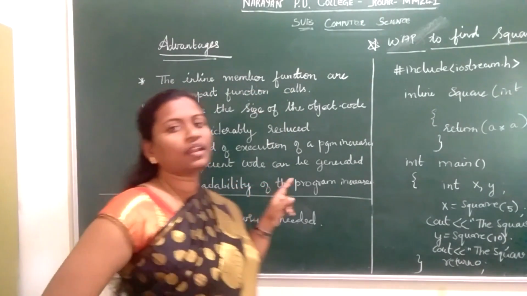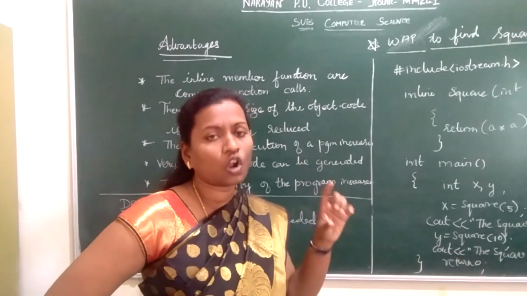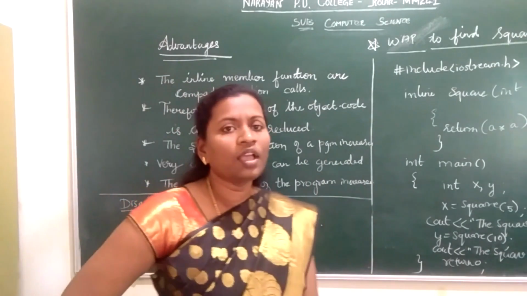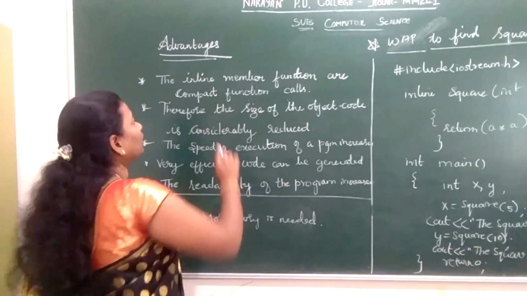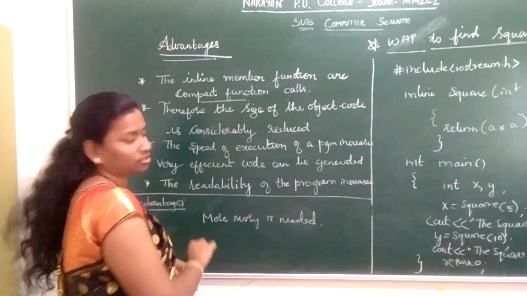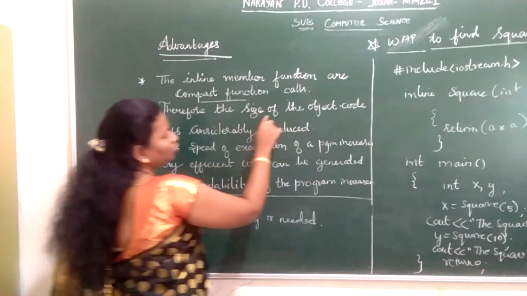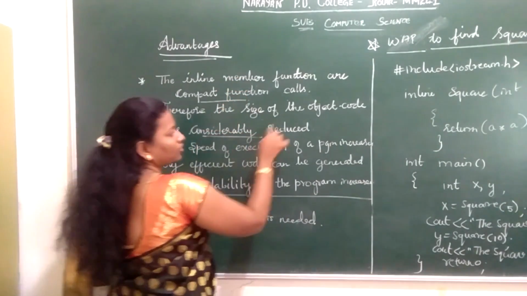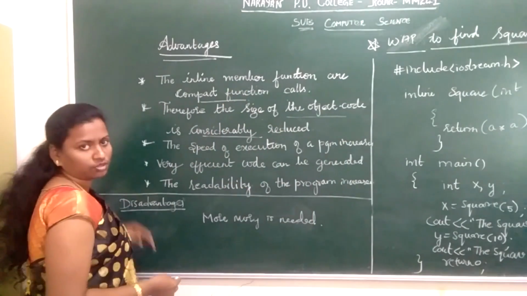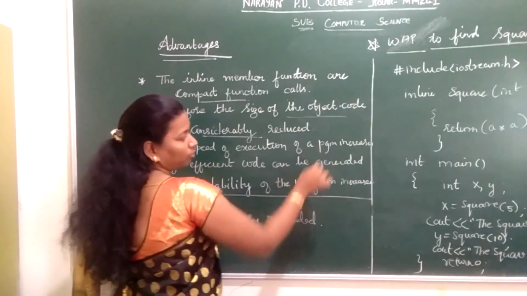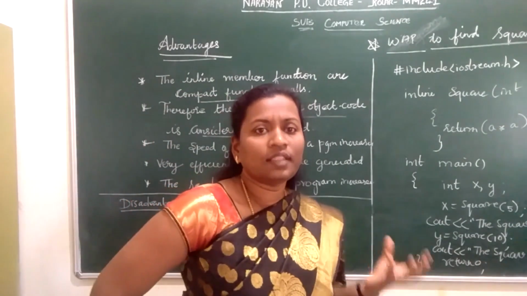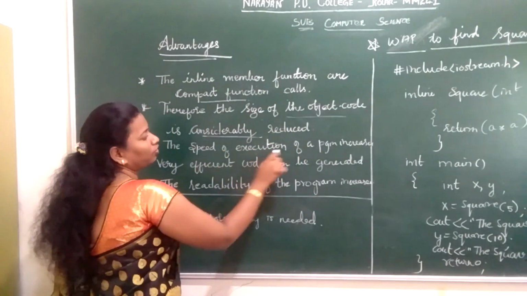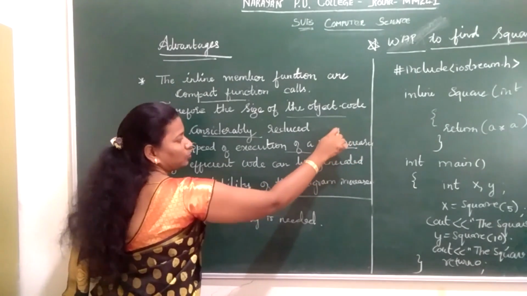Moreover, inline functions are for short code. If the function code is very short, in such cases we can implement inline functions. If the function code is too long, we cannot go for inline functions. So the inline functions are compact functions, which are small. Therefore the size of the object code is considerably reduced. First you should say it's a compact function. Because it's a compact function, the object code is reduced. Next, the speed of execution of a program increases. As it is a short code, the execution is easy and the speed is also good.